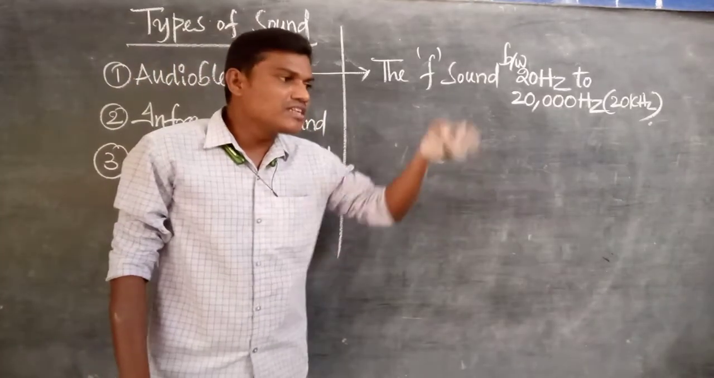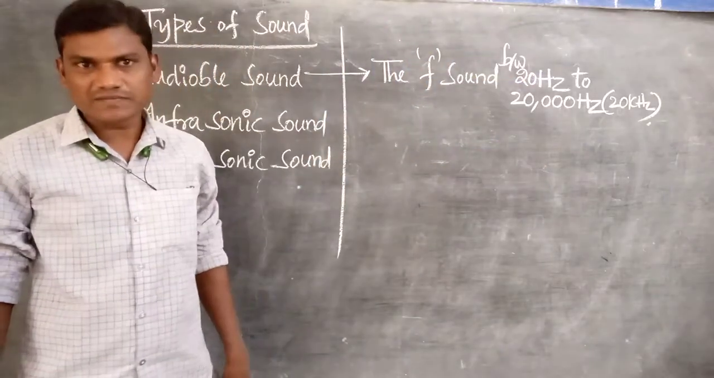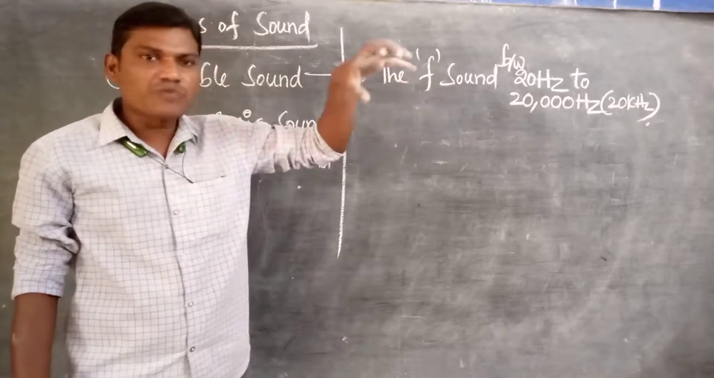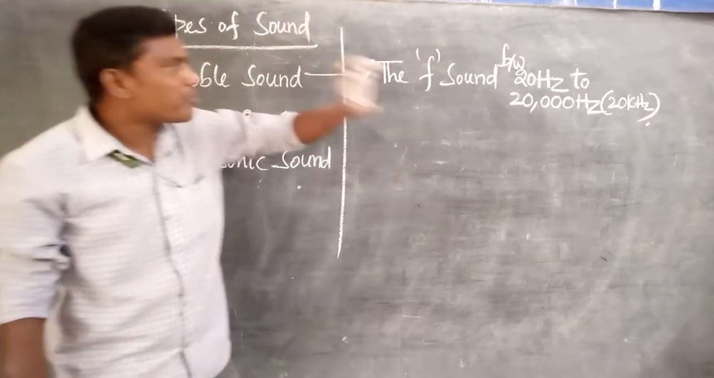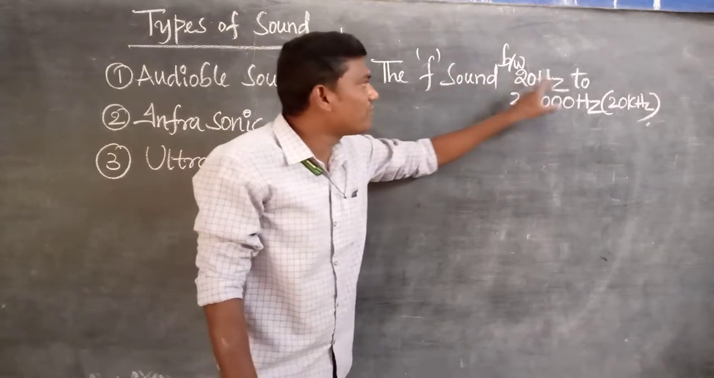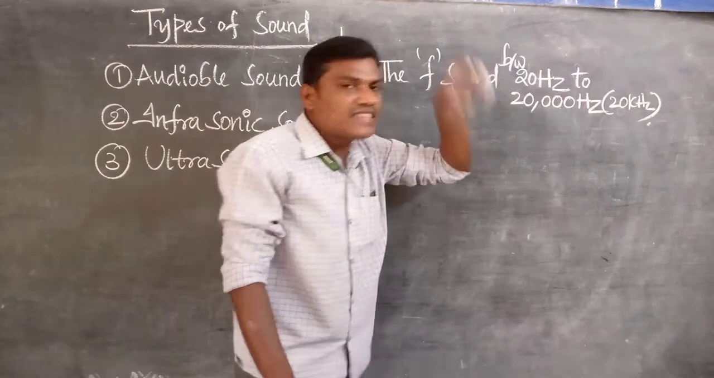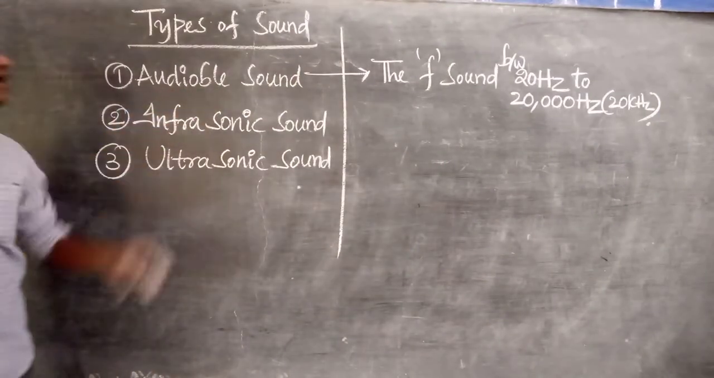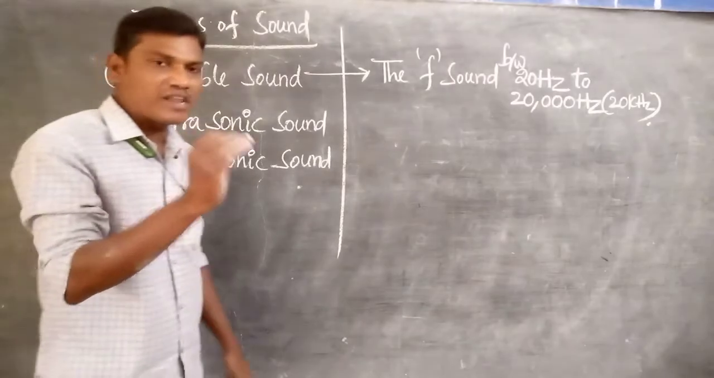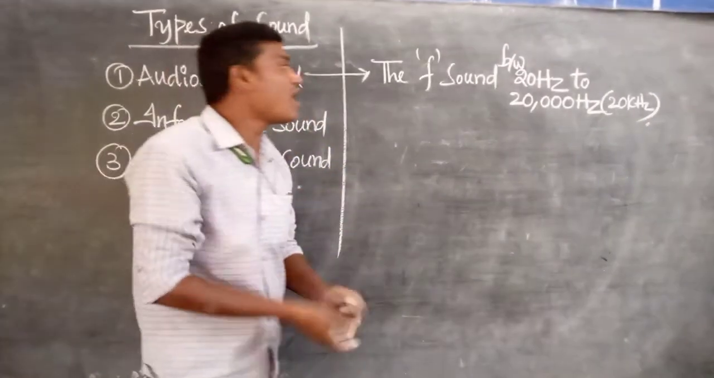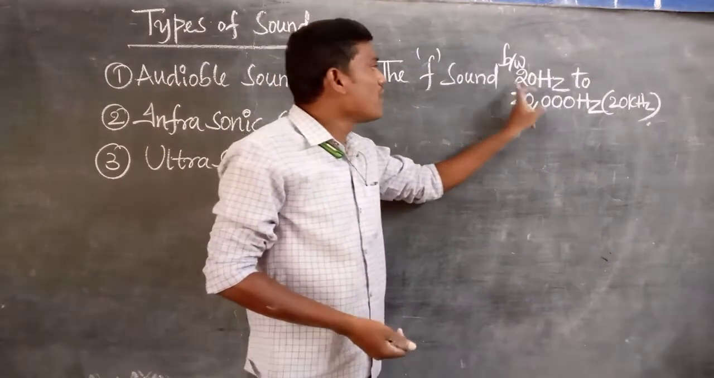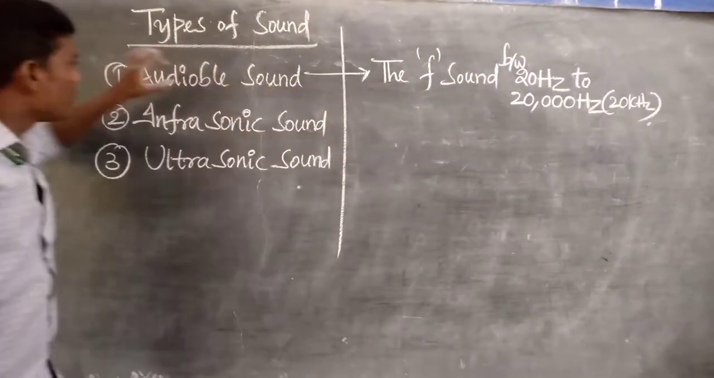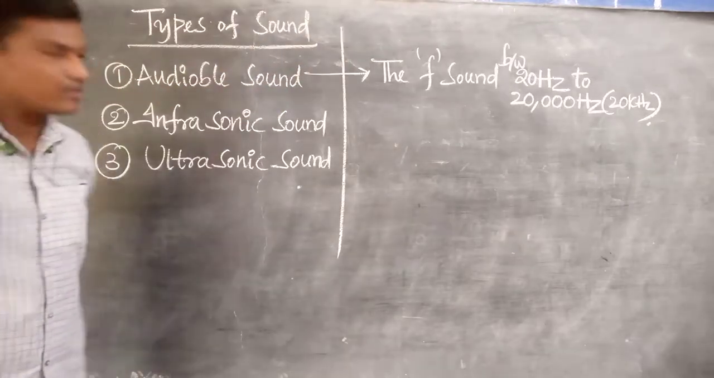That's why if a body is vibrated, it produces some frequency. If during its vibration it produces a frequency that lies between 20 Hz to 20,000 Hz, that type of sound only we can listen to. That's why it is called audible sound. So our human ear is capable of receiving 20 Hz to 20,000 Hz. This frequency range of sounds is what we call audible sound.